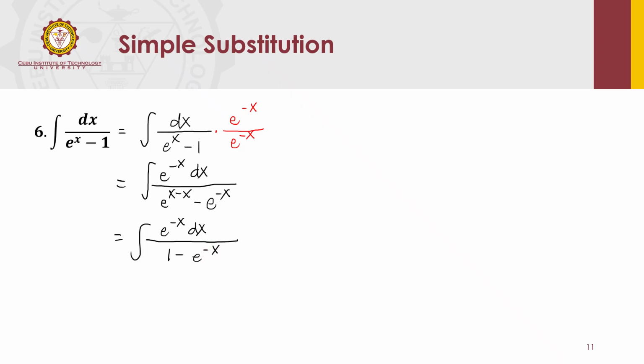So now if you let your denominator be your u, so du would be 0 minus negative 1 e to the negative x. Here, let's put it here. E, and then may minus siya, and then the derivative of your negative x is negative 1. It's negative 1 times e to the negative x times dx.